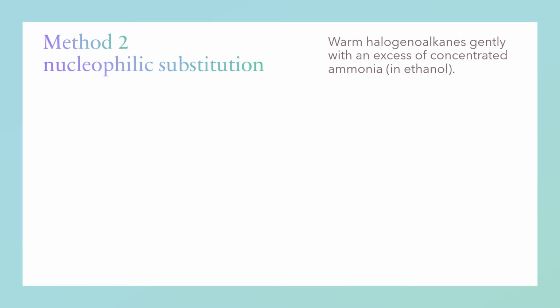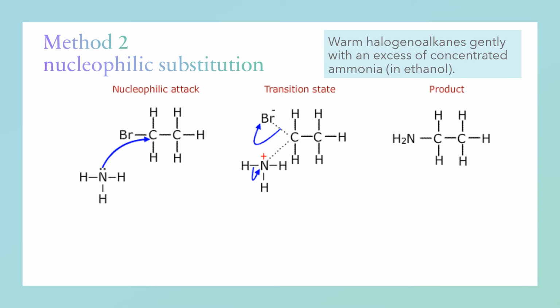Just below where you've drawn that, you'll see method 2 then. So that's everything you needed to know about method 1. You needed to know the conditions, you needed to know the general equation, and you needed to know how to prepare the nitrile. For method 2 then, it's nucleophilic substitution that we're using. So we're actually starting with the halogenoalkane, and what we're doing is we're warming it gently with an excess of concentrated ammonia. So there's a bit more we need to know about this. The first thing is it needs to be ammonia in ethanol, so sometimes called ethanolic ammonia. And what we then have to look at is this first mechanism.